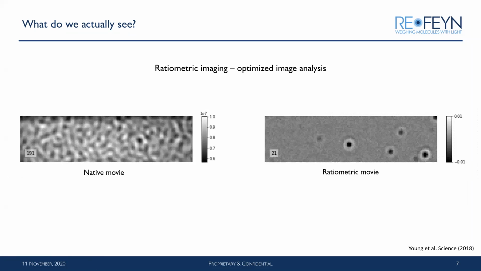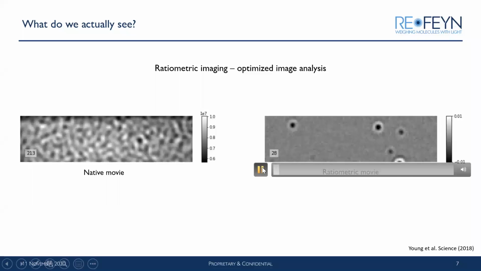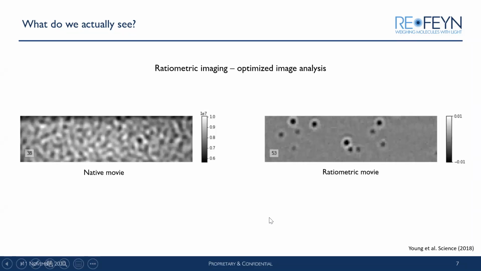So we have to do some image analysis on that, and this is the way we do it. We calculate a background, and we divide it from the native images in order to see only the signal of the protein that comes to the glass. And this movie is exactly the same movie, only with our optimized image analysis. We call it a ratiometric movie because we take out the background by division.